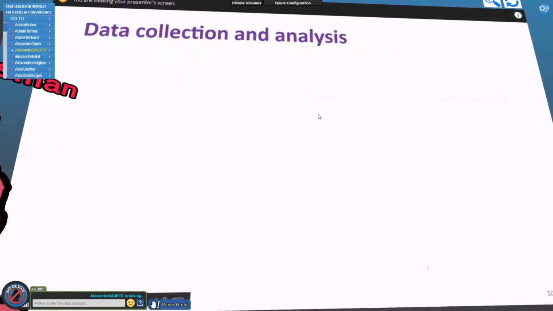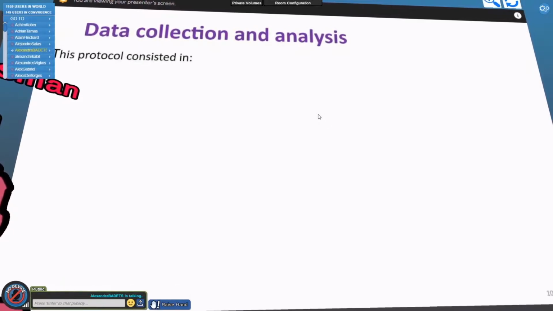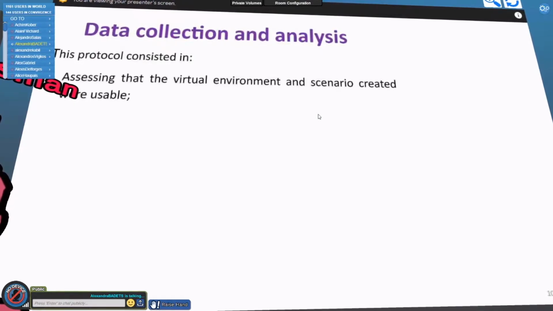Okay, thank you. As you can see, the design of the research protocol was put together as a collaboration between IT and education researchers, but also together with lean manufacturing experts. In fact, this protocol consisted of two main stages. The first one was, of course, to assess that the virtual environment and the scenario that we had created were actually usable during a real training session.